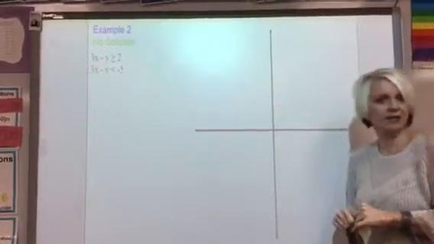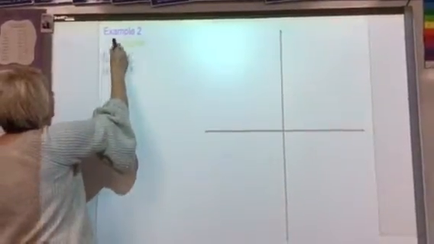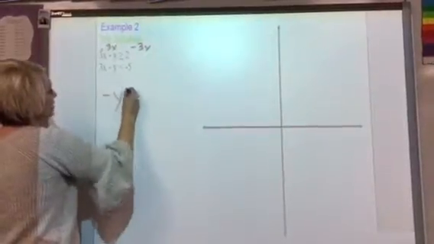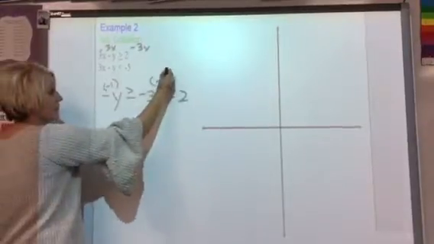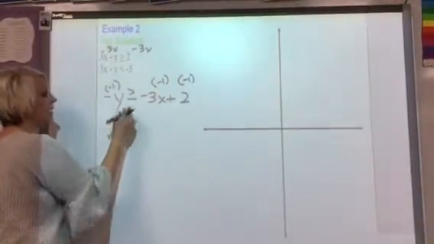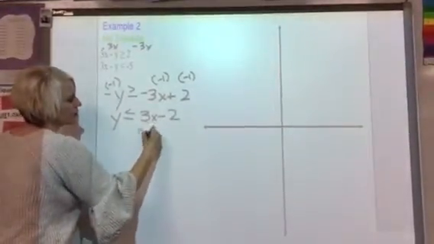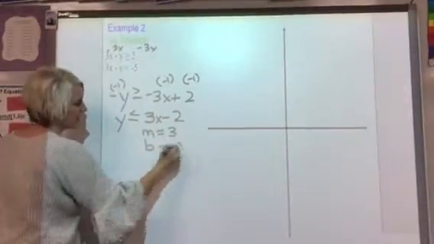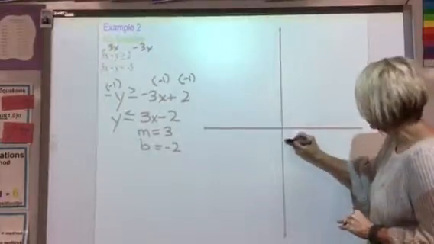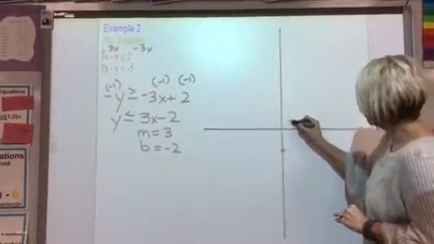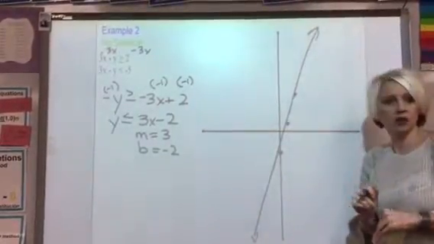Sometimes you will have a situation that looks like example 2. We are going to have to solve for y. So I subtract 3x, and I have negative y is greater than or equal to negative 3x plus 2. I multiply everything by a -1, so this is y. Because I'm multiplying by -1, I flip the symbol, 3x minus 2. So my slope is 3, my y-intercept is -2. If you look, it is going to be a solid line, so I have a -2, rise 3, run 1. And I'm going to connect with my ruler, and it is solid.